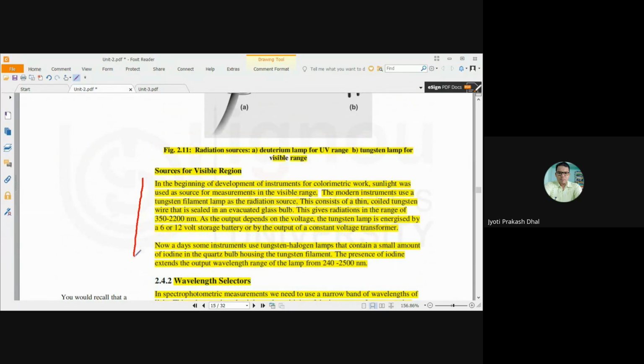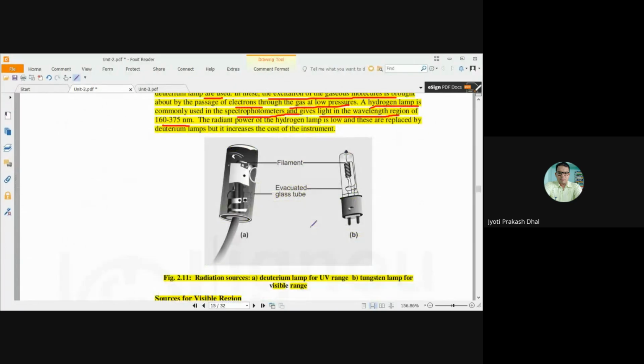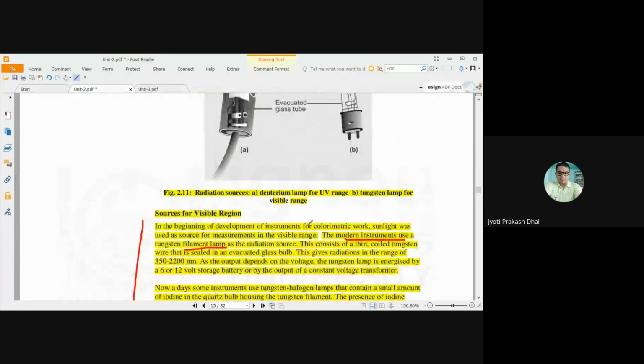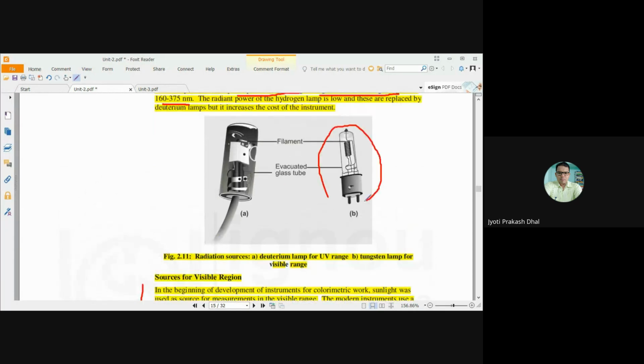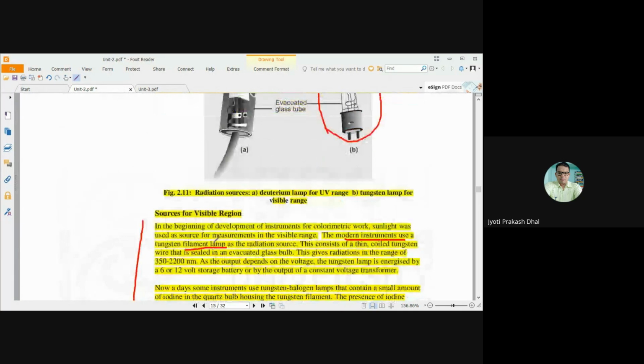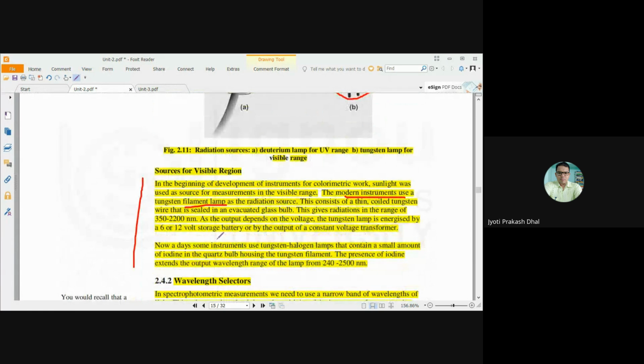Now the source of visible region. For visible light, modern instruments use a tungsten filament lamp. So a hydrogen or deuterium lamp is used for UV light, and a tungsten lamp is used for electromagnetic radiation of visible region. It gives electromagnetic radiation of wavelength range 350 to 2200 nanometer.